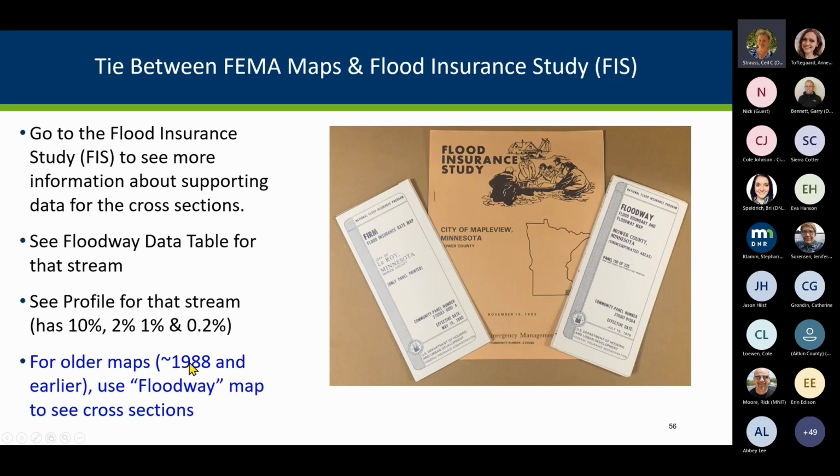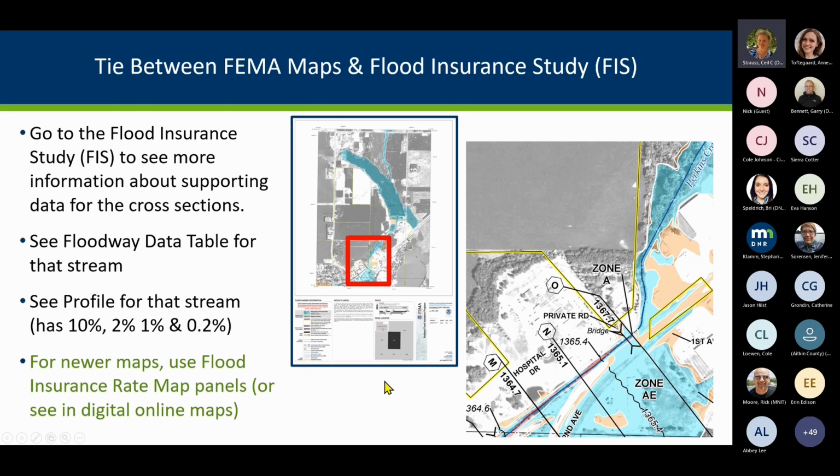For the older maps that are about 1988 and earlier, they have two sets of map panels. One's the flood insurance rate map that we're used to seeing in more recent mapping, but they had a separate floodway map where they would show the cross sections and the data. So if you're having trouble seeing the cross sections and you're looking at your FIRM, you may have an older map and it may be on this separate floodway map. Now in the newer mapping, it is all on one map panel. You've got the floodway and you've got the cross sections.